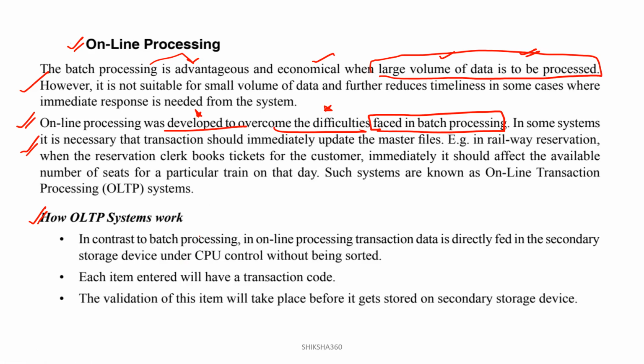In contrast to batch processing, in online processing, transaction data is directly fed into the secondary storage devices under the CPU control without being sorted. There is not any sorting of the data.